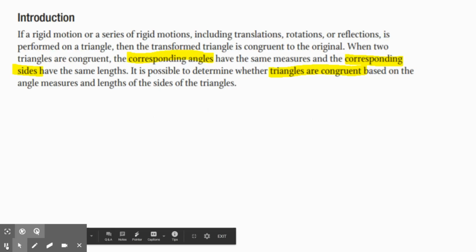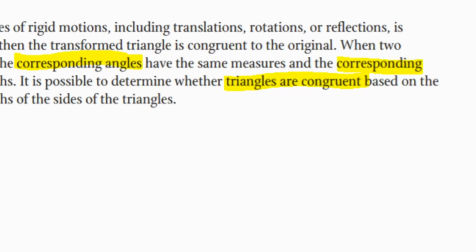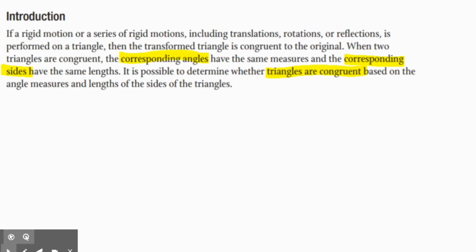We've spent a lot of time looking at rigid transformations and rigid motions, like translations, rotations, and reflections, to say that two triangles are congruent, the pre-image and the image. But what does it mean when you have two triangles that are congruent? Well, that means that all the corresponding angles and the corresponding sides will be congruent.